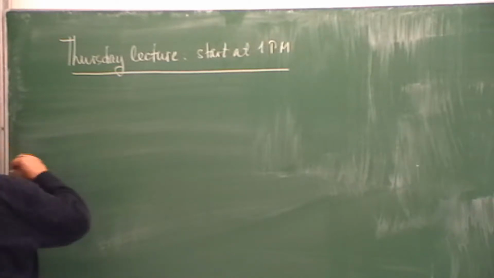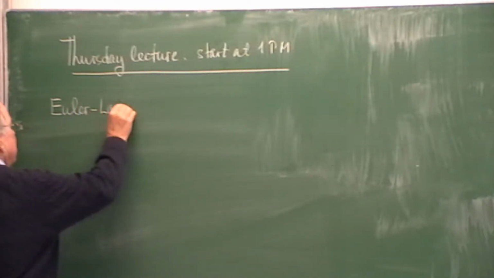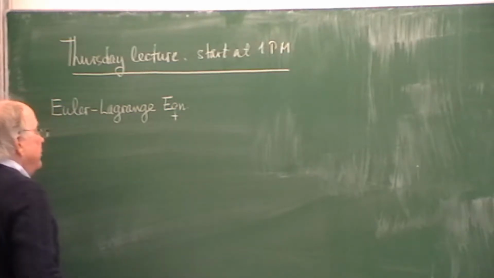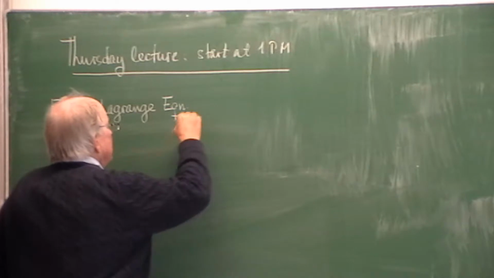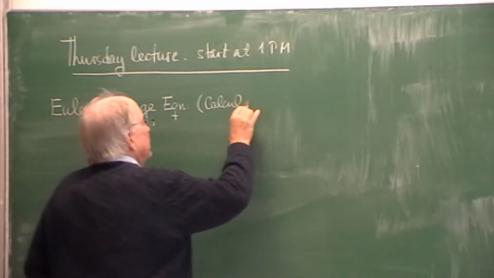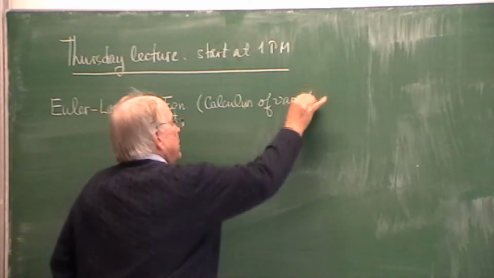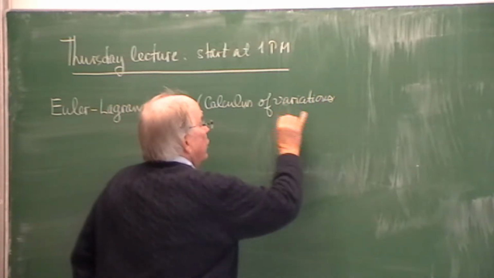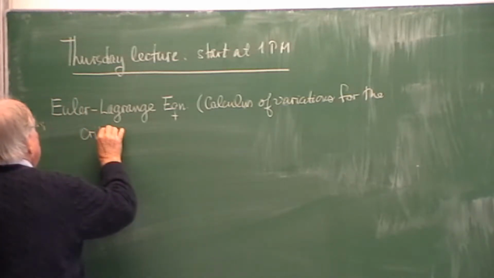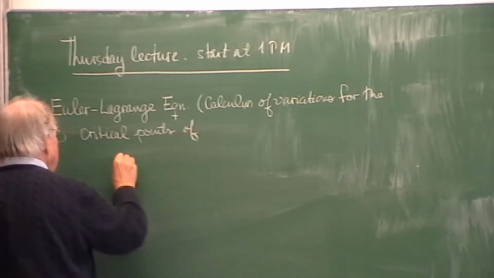So we have the Euler-Lagrange equation. It's a general equation that arises in the calculus of variations, for the critical points of a certain functional, which we call the energy functional.